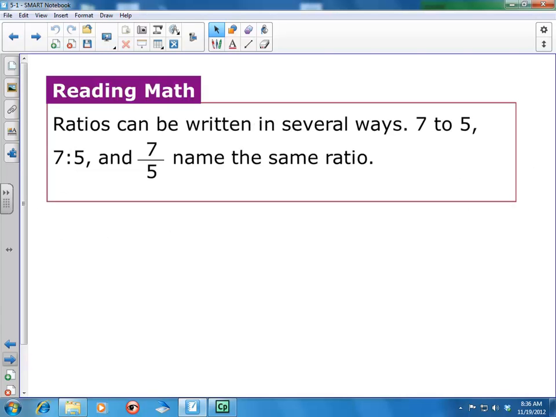It says reading math. It says ratios can be written in several different ways. We can use the word to. We could use a colon, or we could also use a fraction bar. Okay? And in fact, on your homework, it's going to ask you to write it all three ways. So you need to be sure and write it all three ways. But they all mean the same. Fairly simple to write them that way.